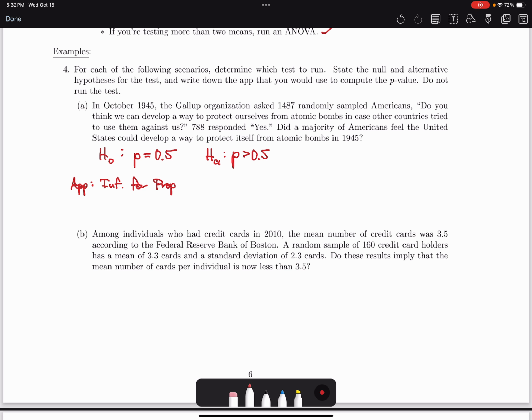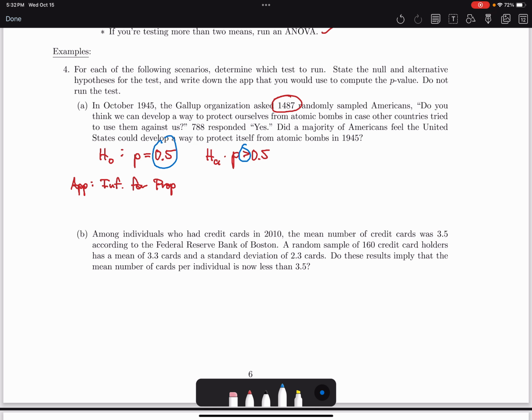I know that we're only testing one proportion in this case because we only have one group of individuals, right? The organization asked this number of individuals. It's just one sample, so I should be running a 1-sample proportion test. Now, in running the 1-sample proportion test, I need to know what the null value is, and I need to know what the alternative hypothesis is. So let's talk about that.